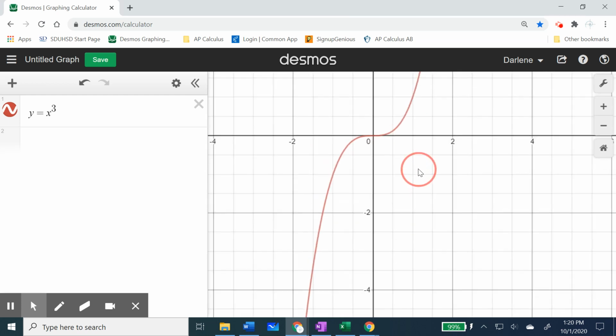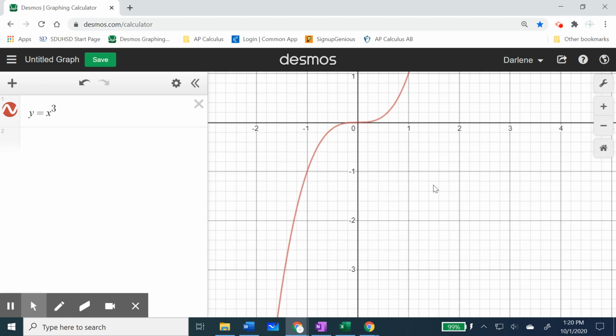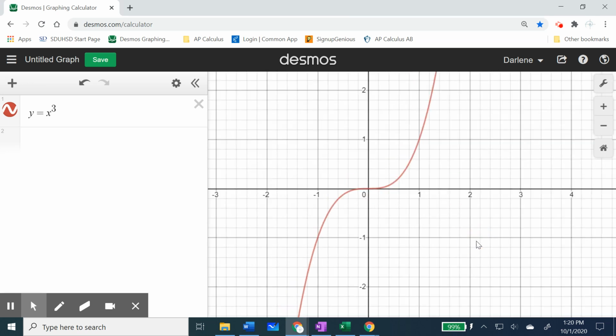When you graph it, I expect you to always plot a minimum of 3 points. The parent graph has well-known points of negative 1, negative 1, 0, 0, and also well-known positive 1, positive 1. Always start your parent graph with those 3 points. Then do whatever manipulation is asked of you.